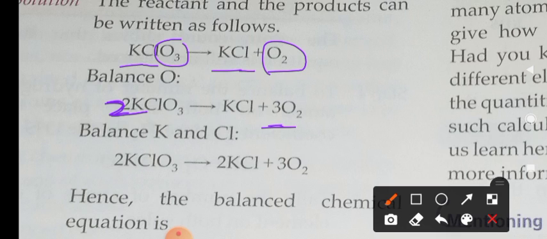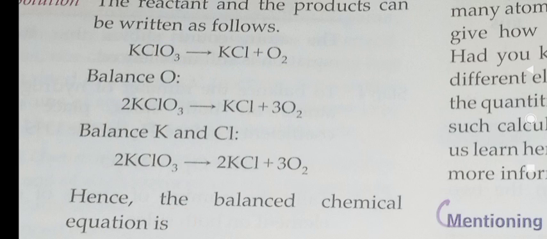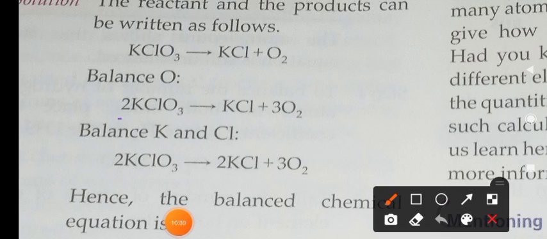Now 2 KClO3 has 2K plus 2Cl, and 6 oxygen is present on the left side. What about the right side? On the right side we have only 1K, 1Cl. So we have to balance KCl. Add the coefficient 2 to KCl on the right hand side.